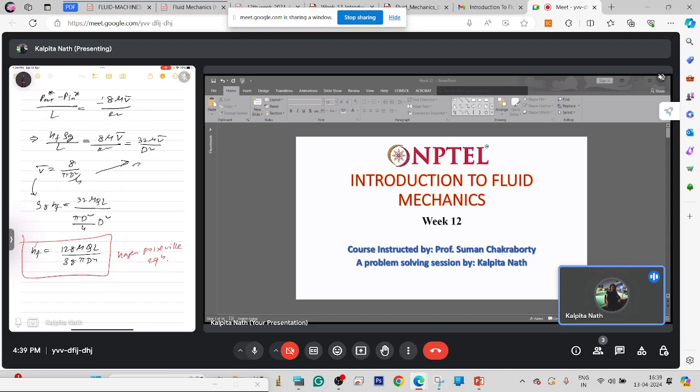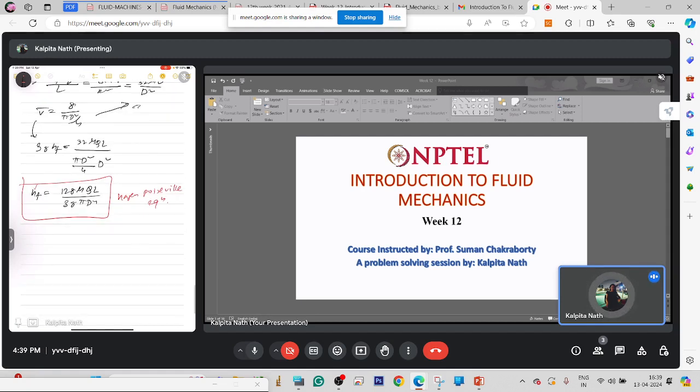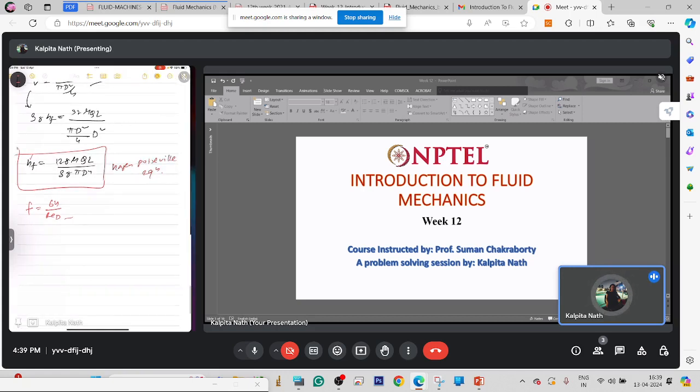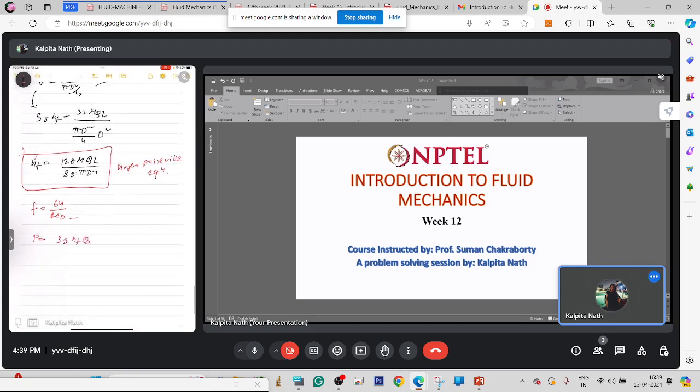If we write the head loss expressed as a fraction of kinetic head, we can get Darcy's friction factor. Darcy's friction factor is 64 upon Reynolds number. Now the power required to overcome the head loss can also be found. The formula for that is rho g hf Q, that is, delta P times flow rate, the pressure loss times flow rate. The pressure loss is rho g hf, right? So we can use that later on.